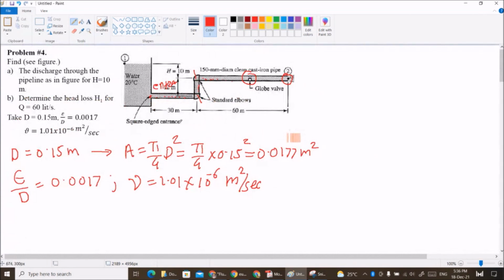Now, if you see, the water is flowing through this pipe, the length is 30, then about 12, here it is given 12, 30, 12, and then 60. So the total length of the pipe, L, is equal to 30 plus 12 plus 60, which is equal to 102 meter. This is the total length of the pipe.